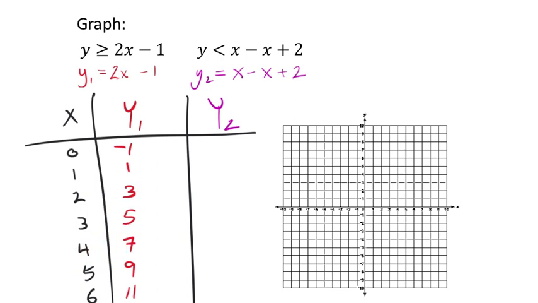All right? So I go to my graph. I find 0, negative 1, which would be here.